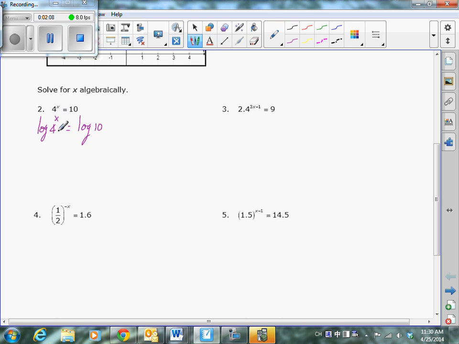So I'll move the x to the front to get x log 4 is equal to log of 10. But by the way, what's log of 10? 1. So x actually is equal to what? 1 over log 4. And use your calculator to find it.